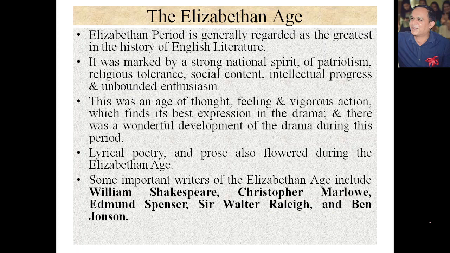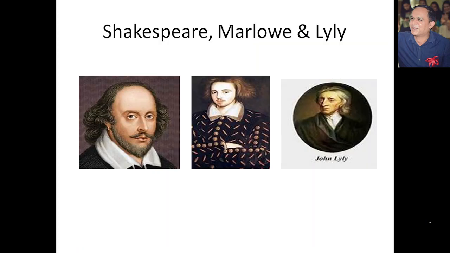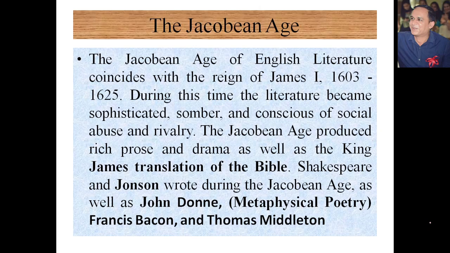So then the important writers of this age, as I have already told you, the university wits also, and then William Shakespeare, Christopher Marlowe, Edmund Spenser, Sir Walter Raleigh, and Ben Jonson, right? So these are the great people. On your left is William Shakespeare, and then John Lyly. Okay, then the Jacobean age.